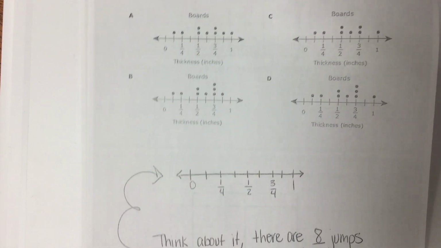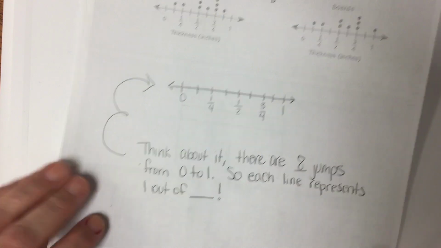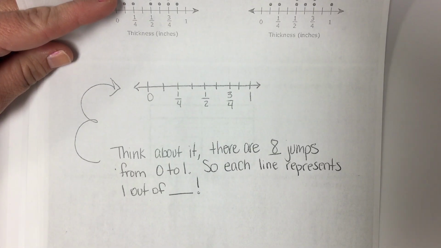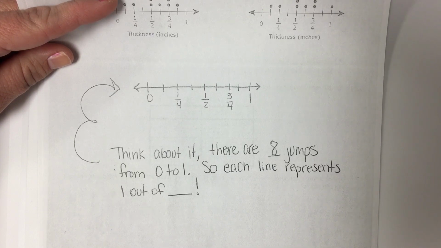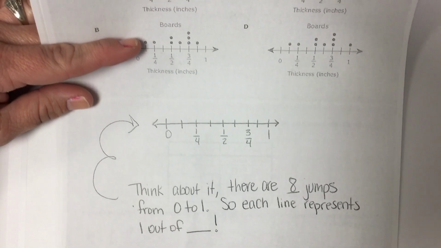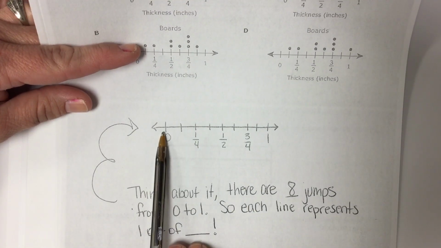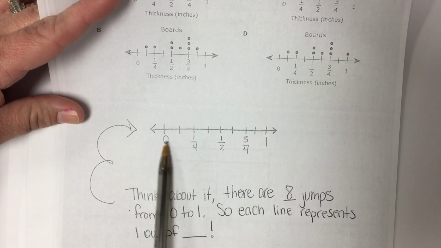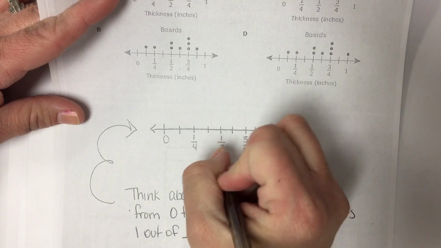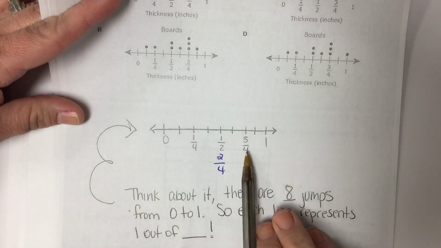But if you'll scroll down before you do your work, I made you a little chart down here, and it says, think about it, there are 8 jumps from 0 to 1. So each line is going to represent 1 out of what, okay? So if I start here at 0, and that's what all of these answer choices do. It shows you 0, 1/4, 1/2, okay, which is the same as saying 2 out of 4, 3/4, and 1 whole.